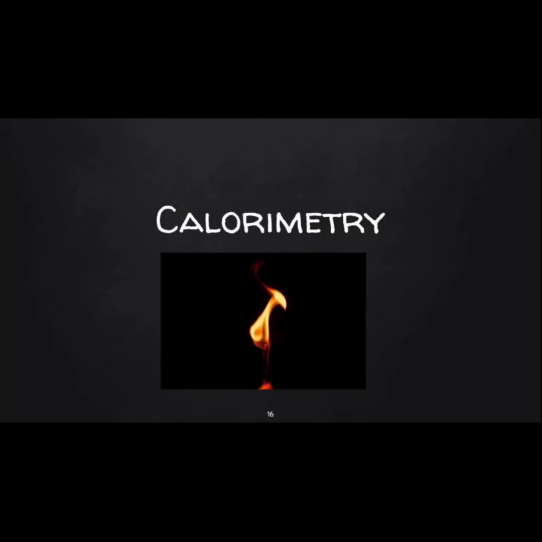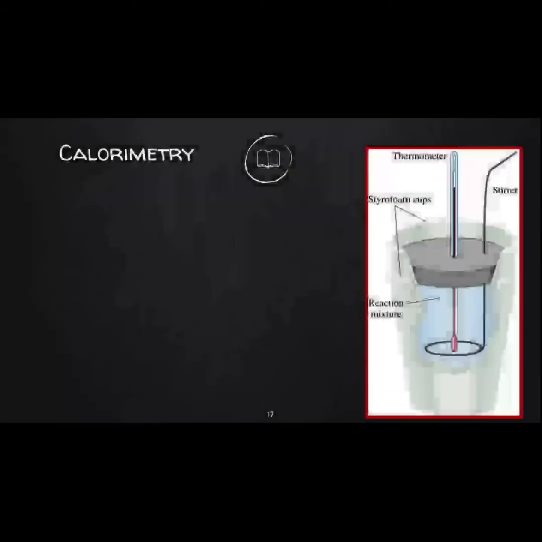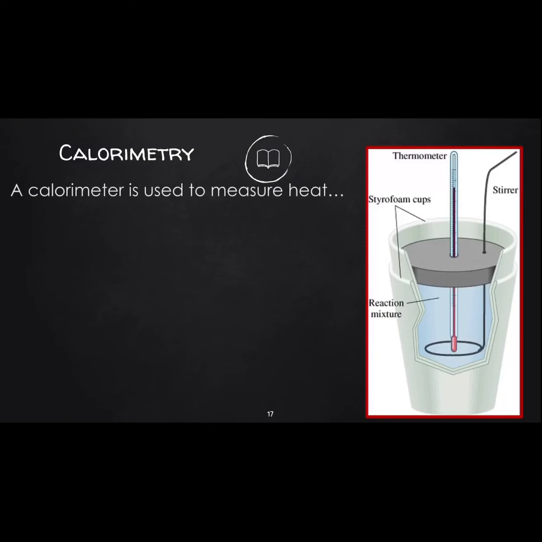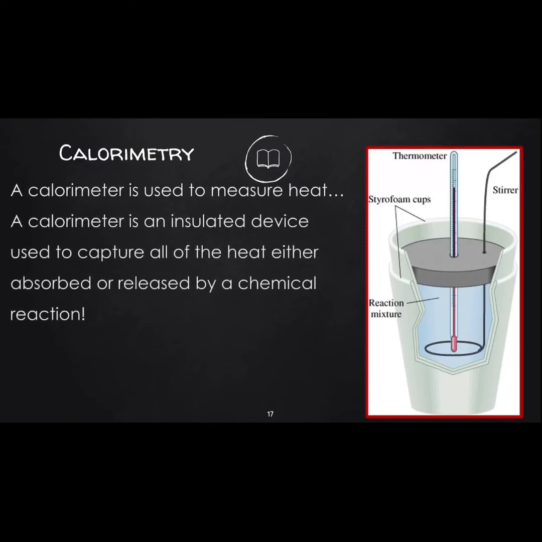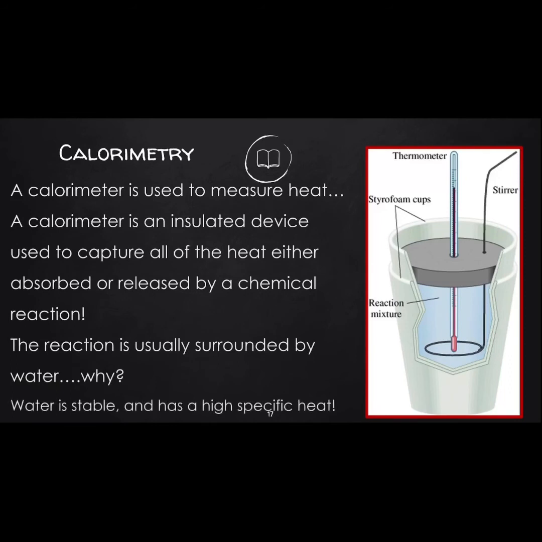So we're going to talk a little bit more about calorimetry. Here is a calorimeter off on the right side on that picture. Usually it's going to be some styrofoam cups. This is something we could build easily in class, which we will do next week during our lab. It's used to measure heat. It's an insulated device that's going to capture all of the heat, either absorbed or released by a chemical reaction. The reaction is usually surrounded by water because water is stable and it has a high specific heat.